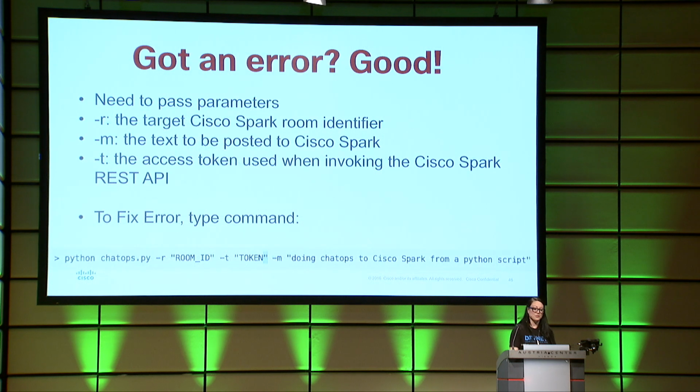So at this point, you should get an error. So you need to pass in a couple parameters to make your script work: your room ID, your bot token, and a message to post. If you're getting an error, double check your token, double check your room ID, or try Python 3 instead of Python, depending how you have things set up.